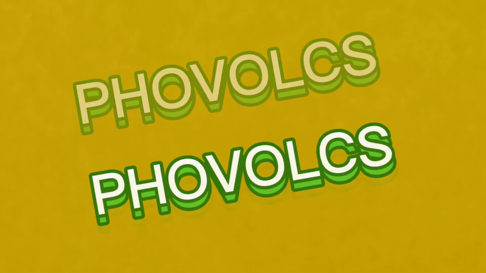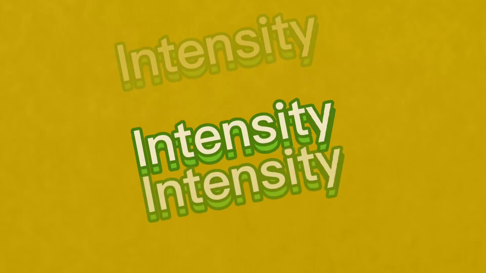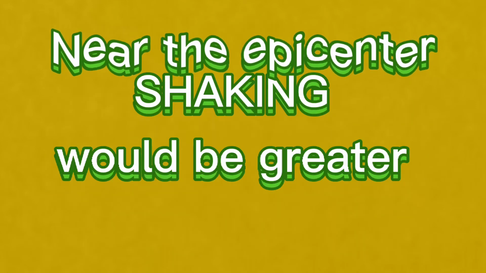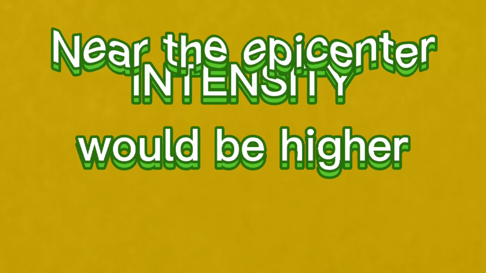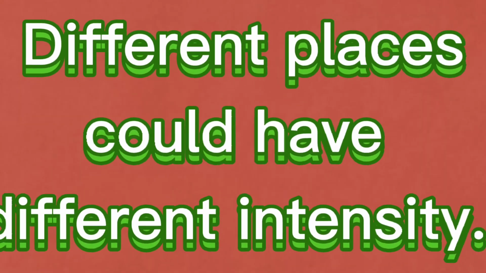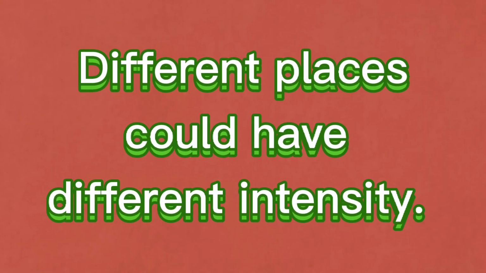All of these are the PHIVOLCS Earthquake Intensity Scale. As you can see, it describes the degree of shaking caused by an earthquake at a given place. Near the epicenter, shaking would be greater, damage would be more, and therefore the intensity would be higher compared to the places away from the epicenter. It means different places could have different intensity.